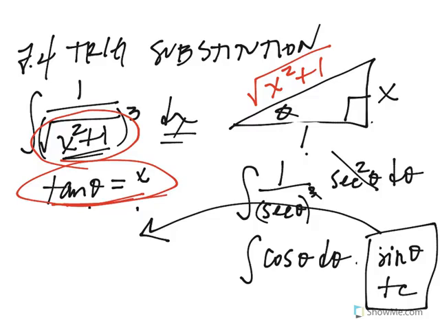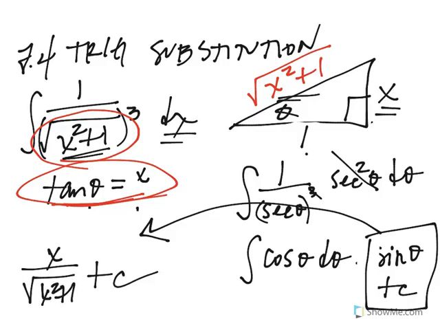Well, the sine of that is the opposite over the hypotenuse. So I get x over the square root of x squared plus 1 plus c. And that, my friends, is the answer. All right, let's see here. Let me show you another one.